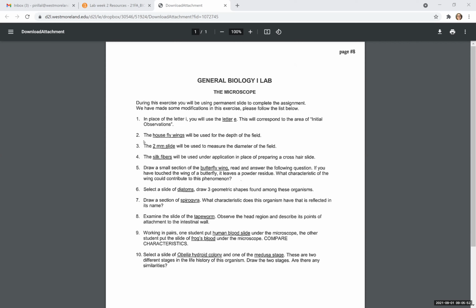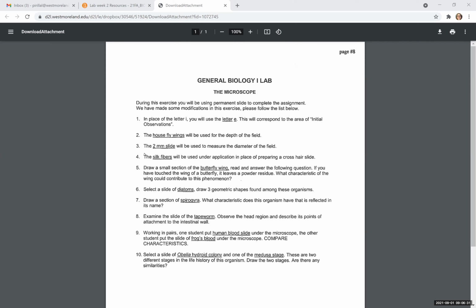And then for the second one on this list, the housefly wings will be used for depth of field. The depth of field experiment is called assignment 3 on page 20. And so wherever it mentions which slide to use, you'll use the housefly wing slide for that. And if there are questions about that on the lab report, then you use the housefly wing to answer those.